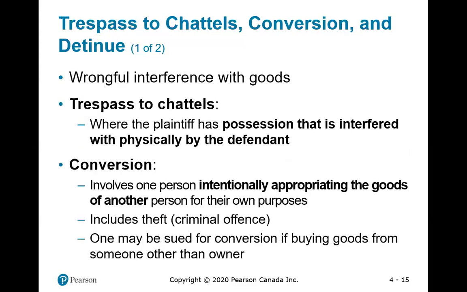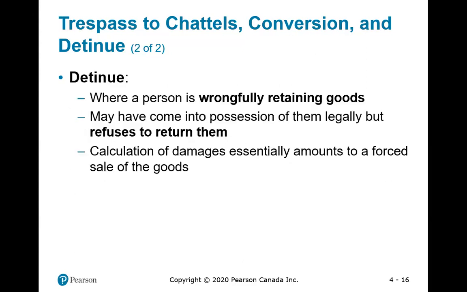Conversion would be the pickpocketing, when someone illegally gets something that belongs to others. And then with detinue, you have the legal possession, but then you do not return. Are we good so far?